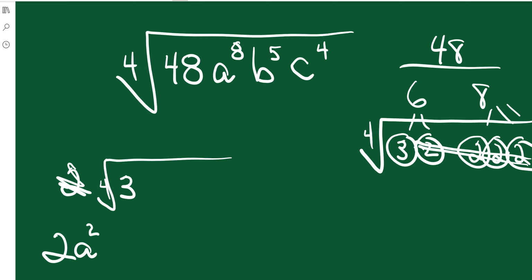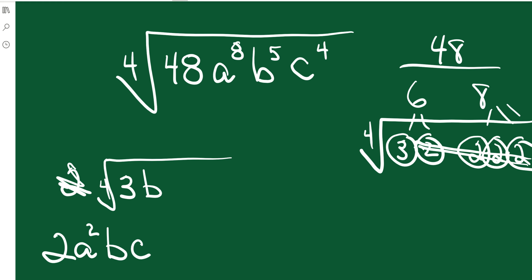And how about 4 goes into 5? 4 goes into 5 one time. So that means 1 b comes out and 1 b stays in. Okay, so I've got the 3, and then I'm going to put a b here. And then the c to the 4th, they all come out, right? I have 4 c's. 4 goes into 4 one time, so the c comes out.